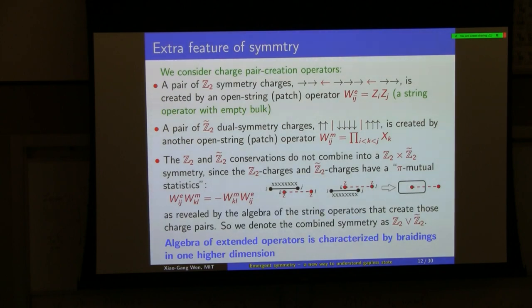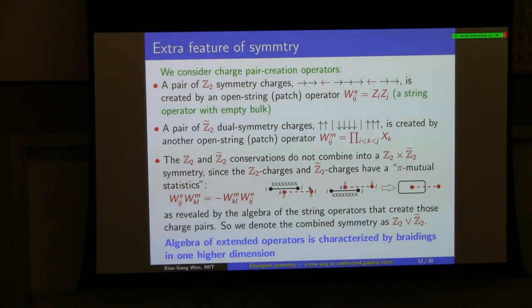But this is a little bit technical. At the moment, I really try to say that we have a symmetry charge and a dual symmetry charge. They are created by two open string operators. And these two open string operators do not always commute. That means these two symmetries are somehow entangled. If two symmetries are really independent, they should commute for any configuration. But here they don't commute in this configuration.